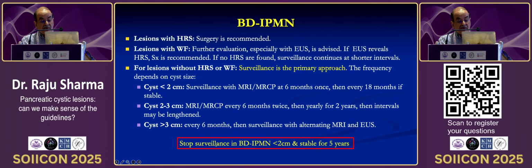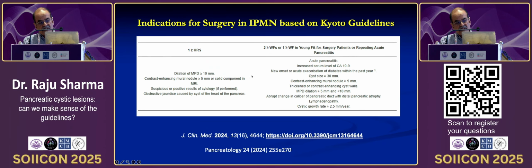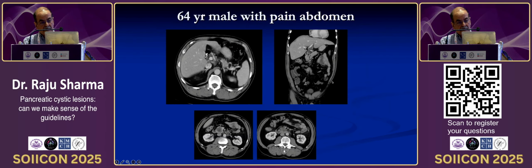There is also an increasing trend that you may stop surveillance in those branch duct IPMNs which are less than 2 centimeters and remain stable for 5 years. Earlier, this interval was given as 10 years, but remember, this is a common lesion. We encounter this very often in day-to-day practice, and it uses up a lot of resources if you need to follow up these lesions. In fact, a lot of institutions have their own modifications of these surveillance guidelines, because it's clearly very difficult unless you have all the resources in the world to do such frequent surveillance. These are again based on the high-risk stigmata and the worrisome features, the indications for surgery.